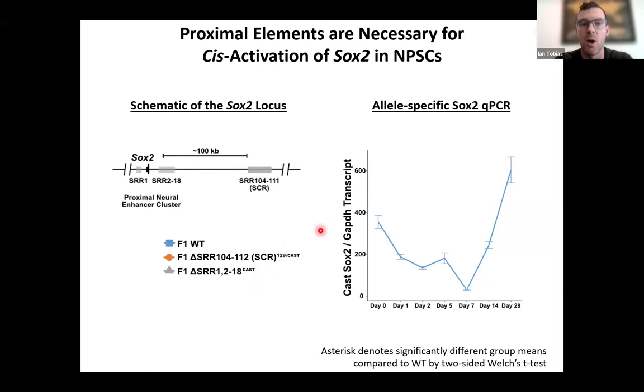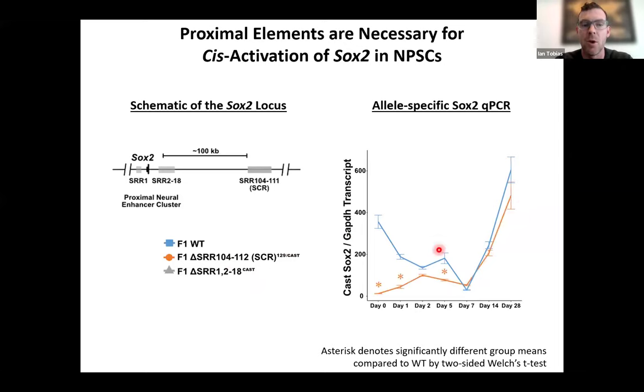And so this unmodified parent cell line is shown in a blue tracing. It follows the expected dynamics of SOX2 expression in this differentiation model. SOX2 initially decreases during the undirected stages of this protocol. And then once cells have committed to the neural ectoderm lineage, we get high levels of SOX2 transcription being reestablished.